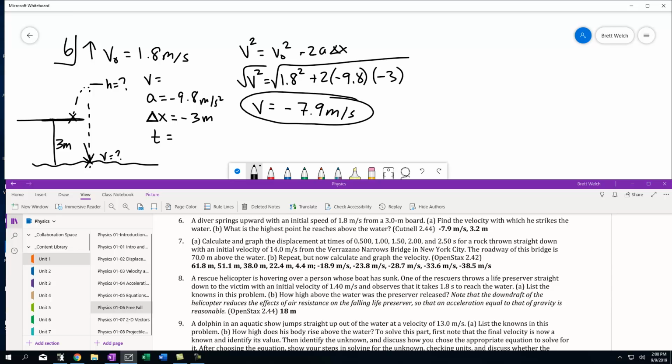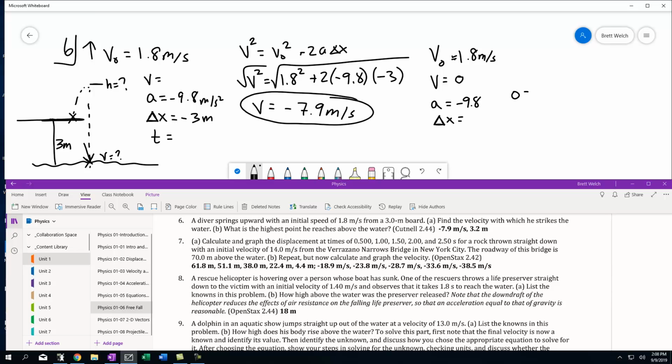All right, and then the last part of it is, what's the highest point that he reaches above the water? Well, I actually have to change some of the information. Specifically, V naught is still 1.8 meters per second. But V is not going to be this negative 7.9. I'm going to put it at 0. That'll tell me when it's at its high point, when the velocity is 0. Acceleration is again negative 9.8, and I'm looking for delta x here. So to solve this one, we'll go to the kinematic equation again, but we're going to solve for something different this time.